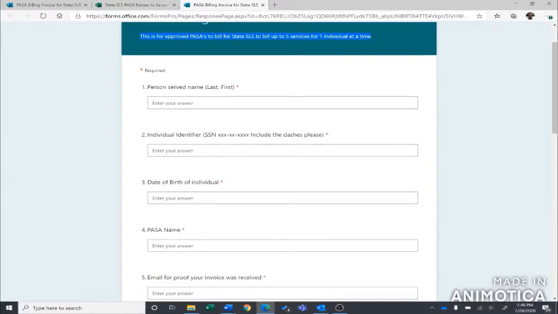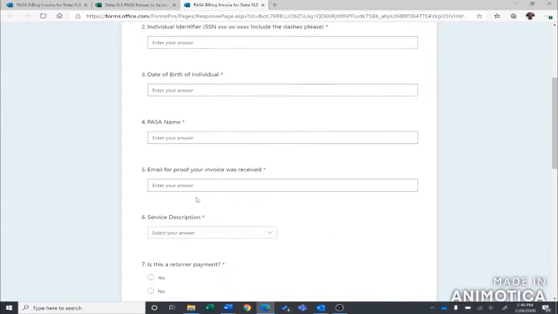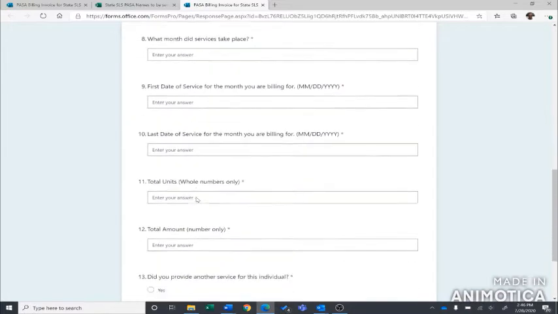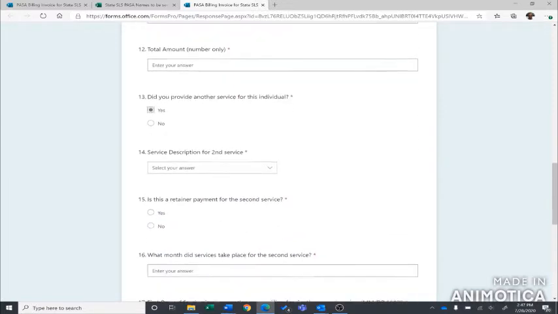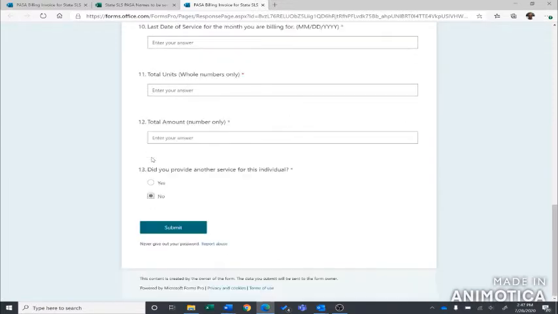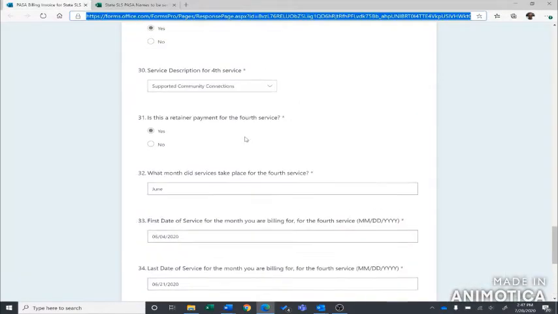I'll walk through each of the questions on one that I have previously filled out so you can see what it looks like filled out. But this is what the form will look like when you first pull it up. An important thing to note is that for question 13, or any question that says, do you provide another service, if you click no, then you're good to submit. If you click yes, it will make it so that there are more questions up until you hit the 5th service. So I'll show you what I mean in a moment. We're going to jump back over to the form that I have already filled out.